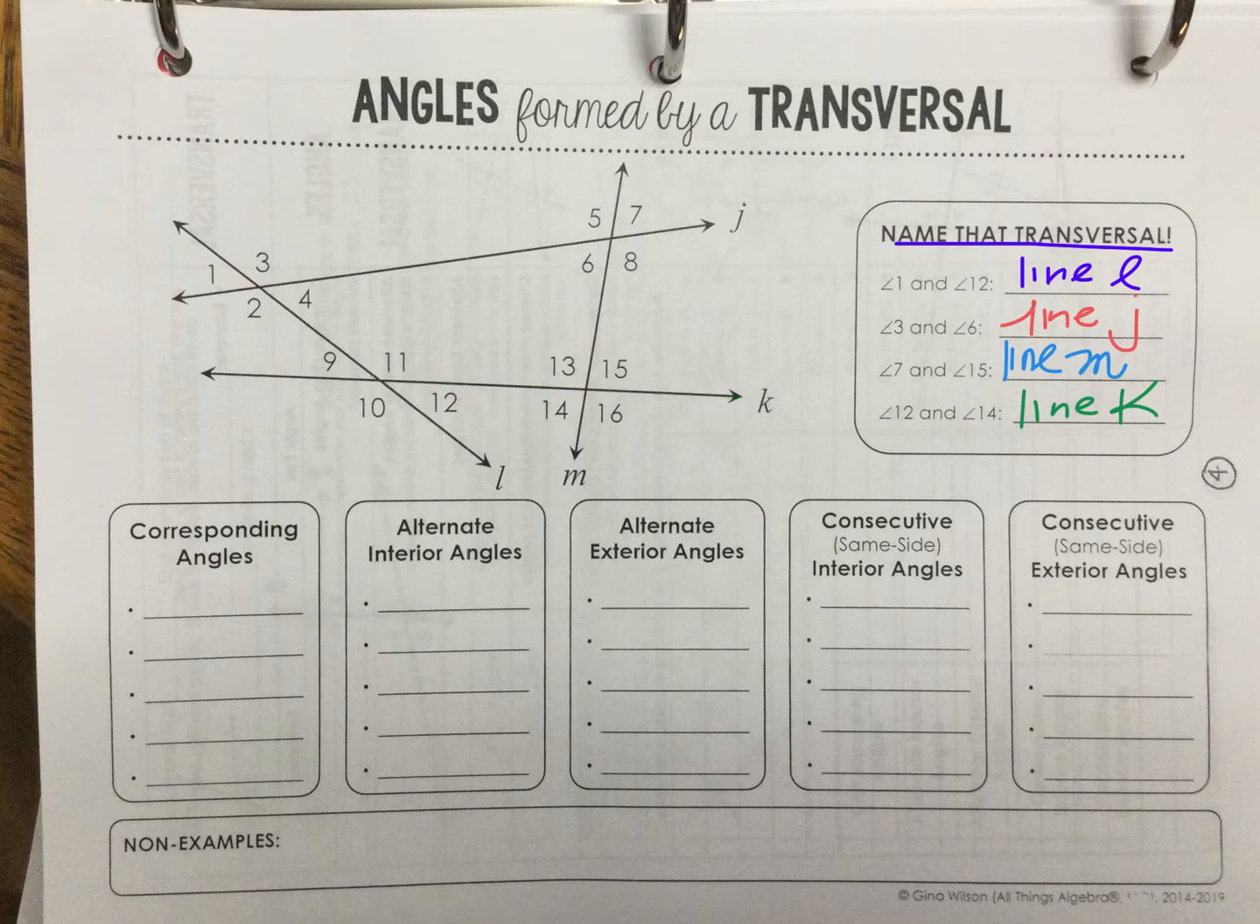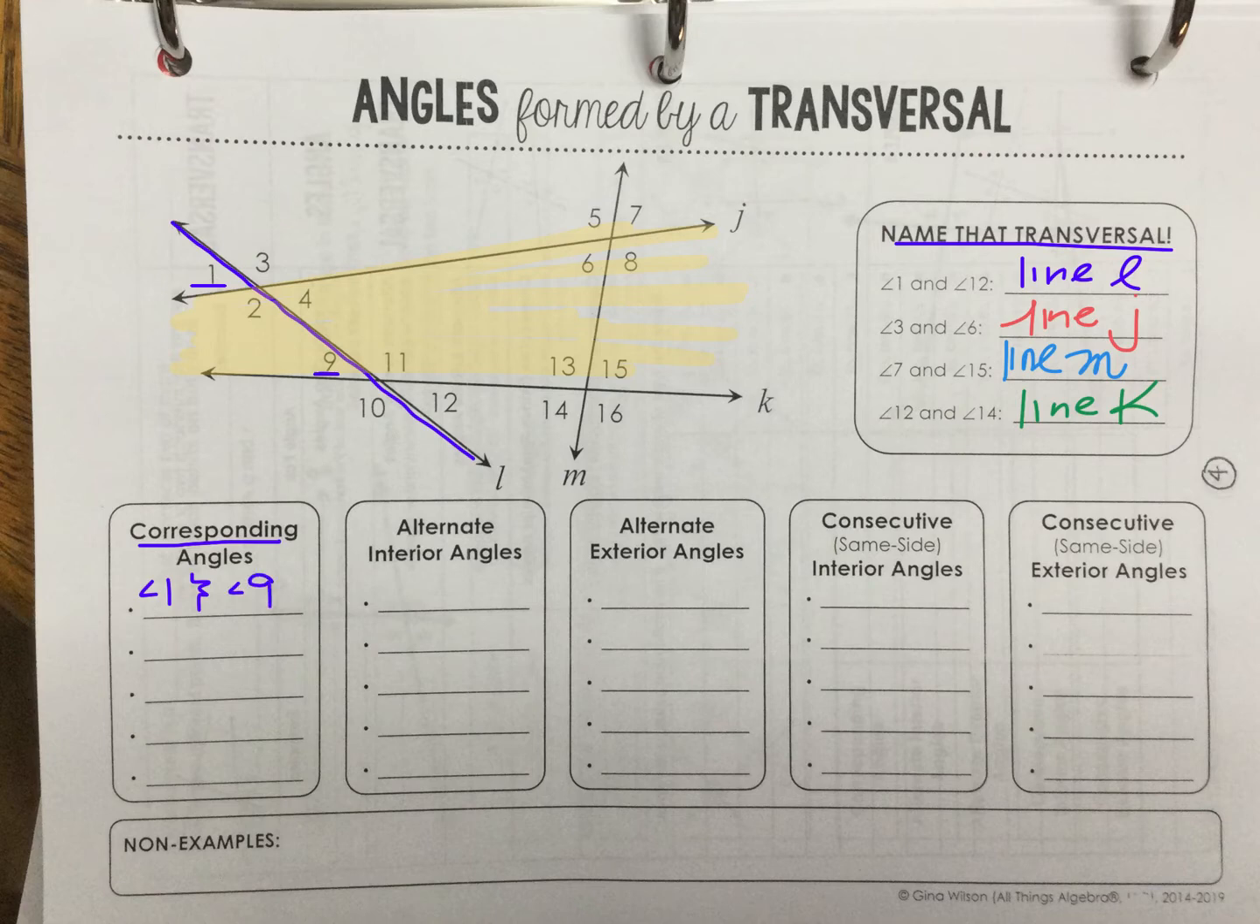Now we're going to go through and find an example of all of these things. So we're going to start with corresponding angles. Corresponding means same side of the transversal, one in, one out. So if this were my transversal, and this is my interior, I'm going to have same side, one in. So if I use angle 1, the other angle would be angle 9.